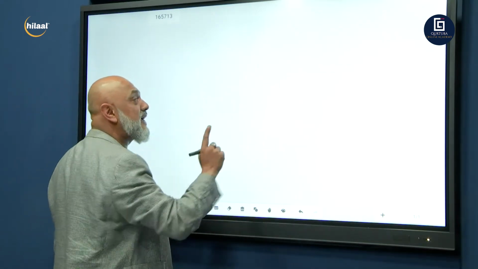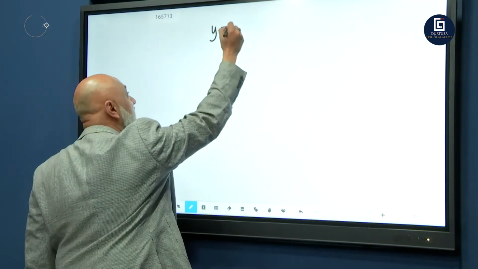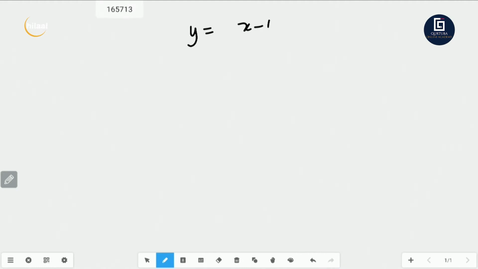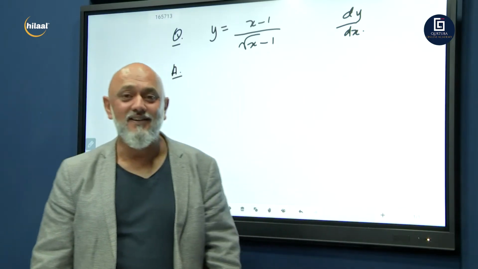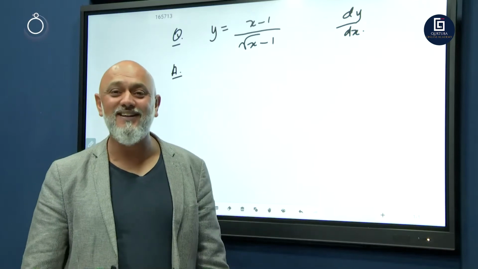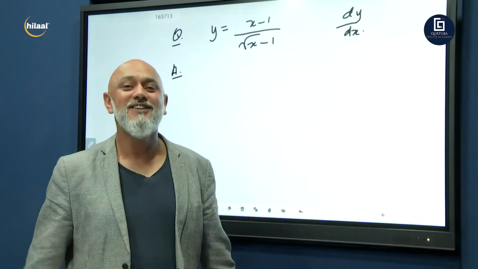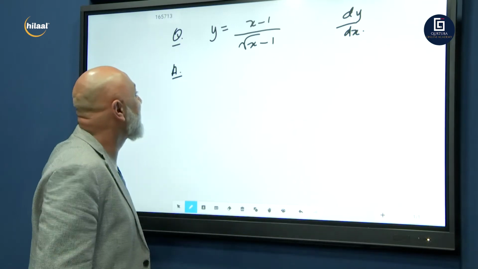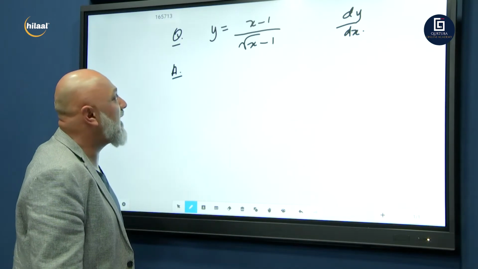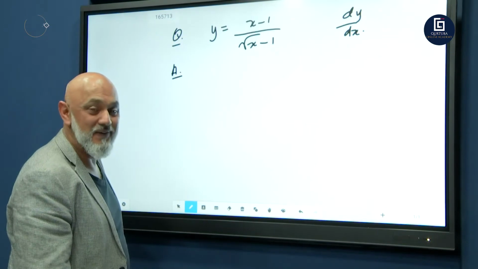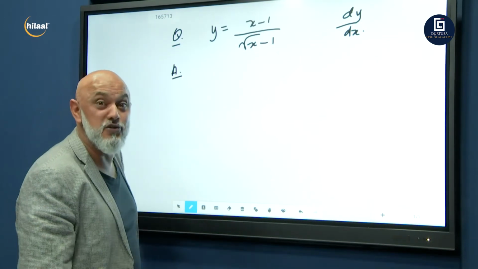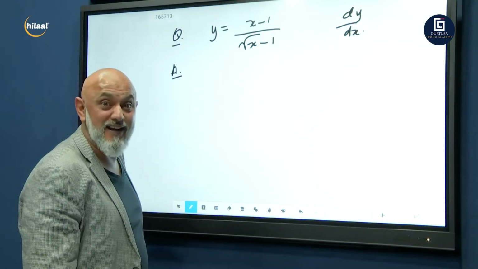Okay. Let's look at another one. Let's give it to you in terms of y. y is equal to x minus 1 over square root x minus 1. Differentiate. Find dy over dx. Question, answer. Let's go. How would you do that one? I know you're sitting, scratching your head, saying, now what do I do? Where do I begin? We've got 2 terms in the denominator. We've got to factorize and cancel.